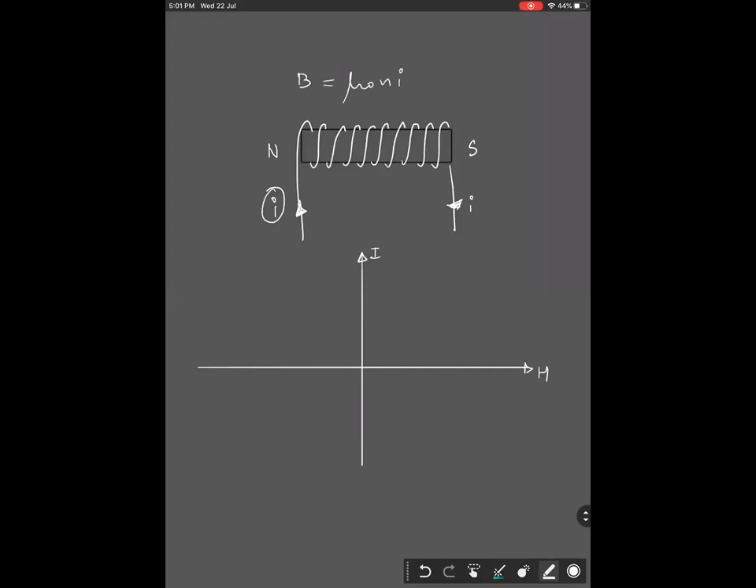If you increase current, what will increase? B means what will increase? H. It means you can keep increasing H up to any limit. Okay, Darshita? Okay, Anvit? Yes. Because this is external magnetic field.